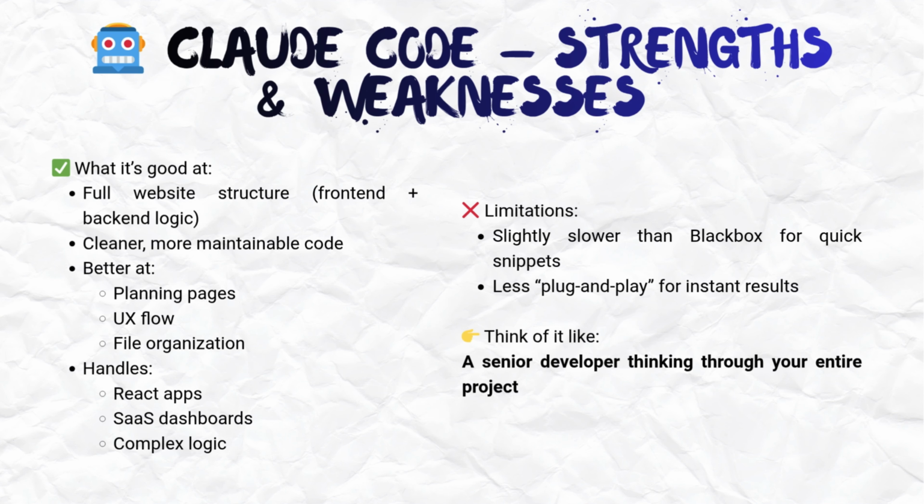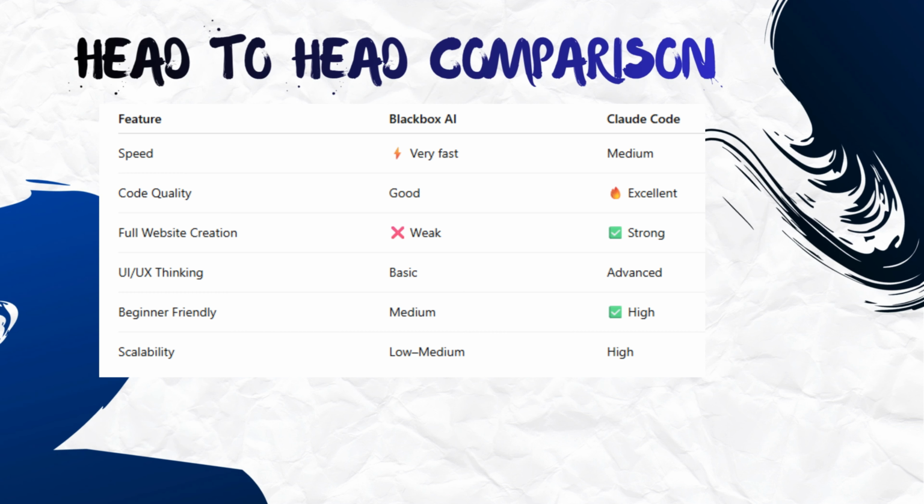For Claude Code, what it's good at: full website structure, front end plus back end logic, cleaner, more maintainable code, better at planning pages, UX flow, file organization, handles React apps, SaaS dashboards, and complex logic. The limitations: slightly slower than Blackbox for quick snippets, and less plug and play for instant results. Think of it like a senior developer thinking through your entire project. Then the head-to-head comparison: speed, code quality, full website creation, UI/UX thinking, beginner-friendly, scalability.